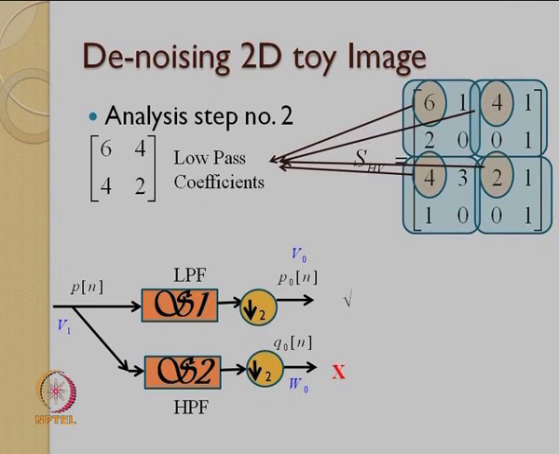And just like this particular matrix, we can also do a similar analytical understanding of the rest of the 2 by 2 matrices. And we will realize that 6, 4, 4 and 2 are indeed the low pass values or the approximated values. Now, if I want to take this analysis to the next scale, then I will have to really focus on the approximation values 6, 4, 4 and 2.